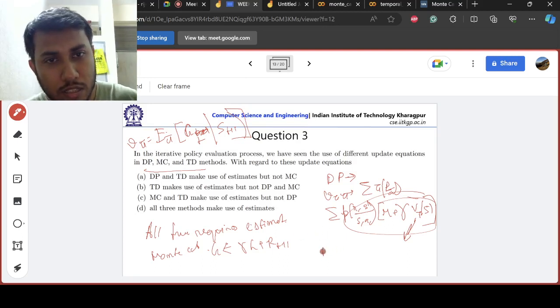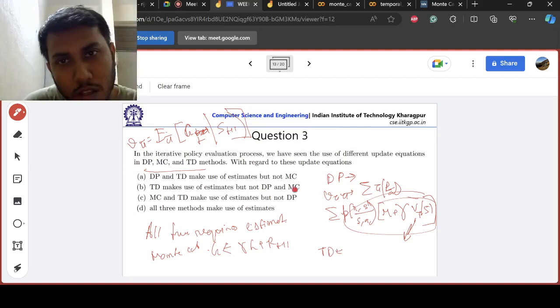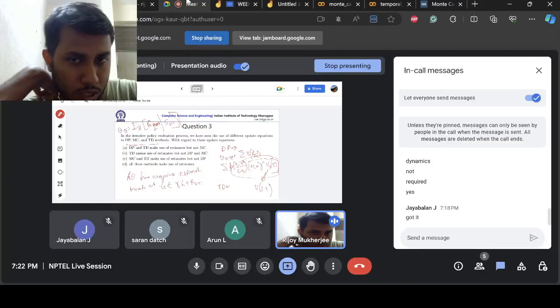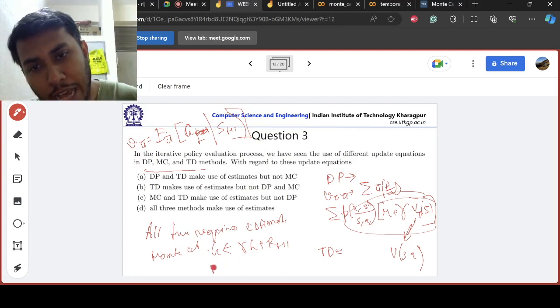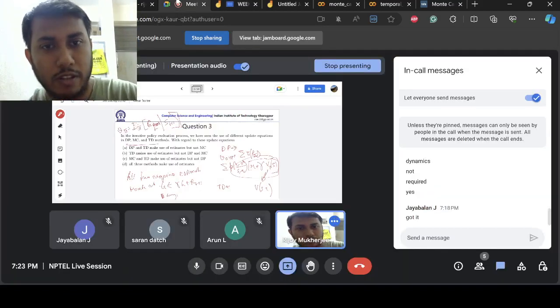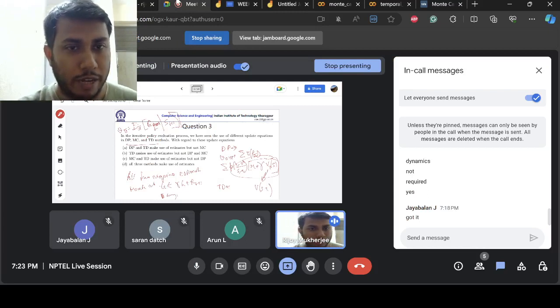And lastly TD. TD is also the same. In TD you also need V of S plus 1. So all three of them are using estimates. In Monte Carlo you are averaging it out. So averaging is also an estimate. The estimate formula basically boils down to an average.